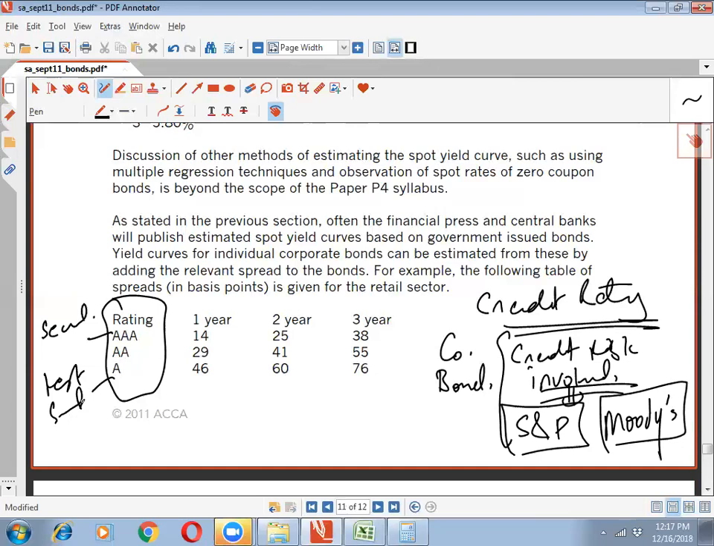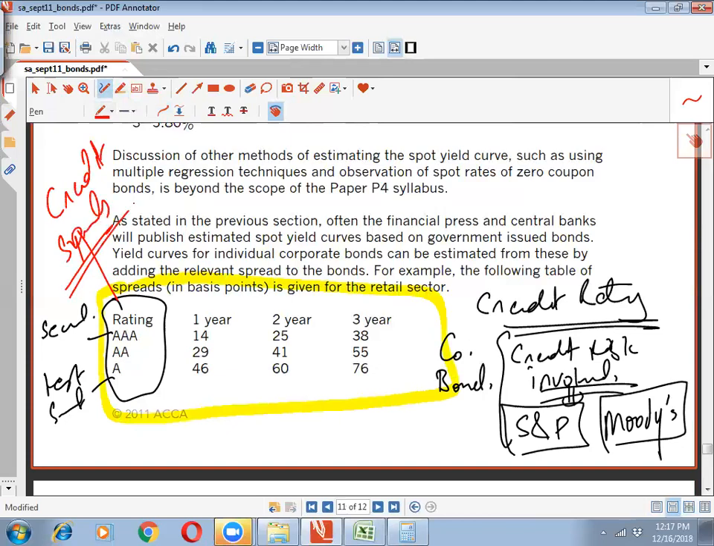Now, when we have to estimate the yield curve of any specific debenture, bond, or company, the best way is that first we need to establish the credit rating of that company and that bond. And then we need to explore the financial press to establish what the prevalent credit spreads are. What exactly do we mean by credit spreads? This is the table of credit spread.